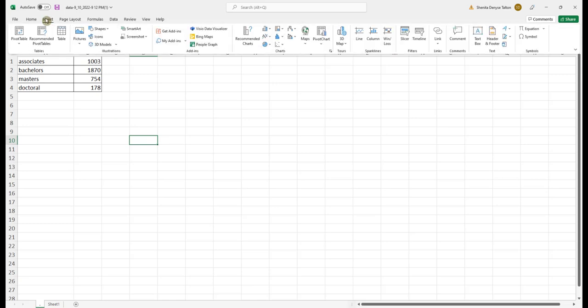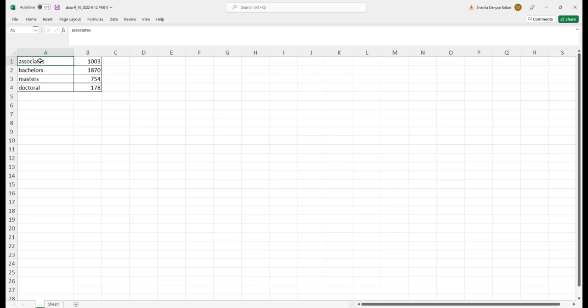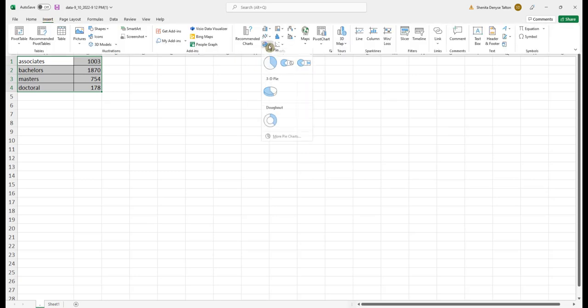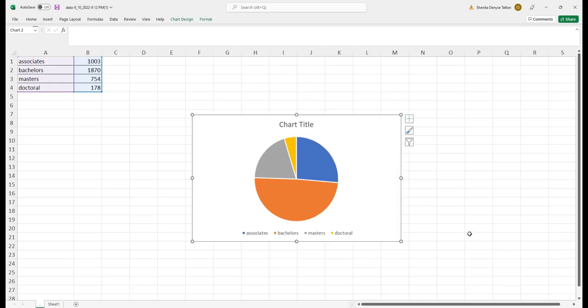I am going to go to Insert, and you'll see this little pie right here. It says pie chart. But before I do that, I need to highlight this. So I'm going to highlight the first cell. I'm going to click on it and hit Shift, and then highlight the rest of the cells that contain the data. So I go to Insert, Pie, and I click on it and I get my pie chart.